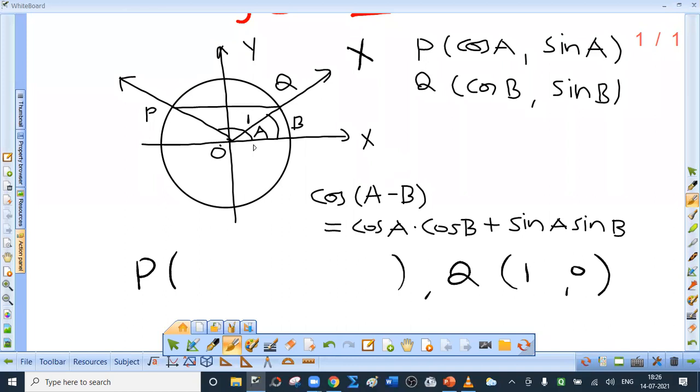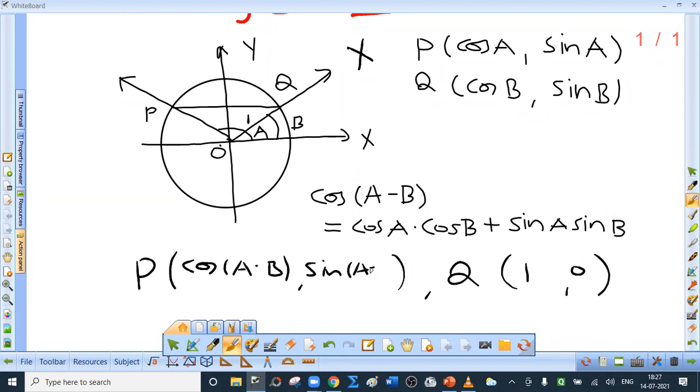See, this total angle is A and this angle is B. So can you tell me angle QOP now? It was originally angle A. Now we have to deduct B from that. So angle XOP was A. Now angle QOP will be A minus B. So what will be the coordinates of P? Cos of A minus B, sine of A minus B.